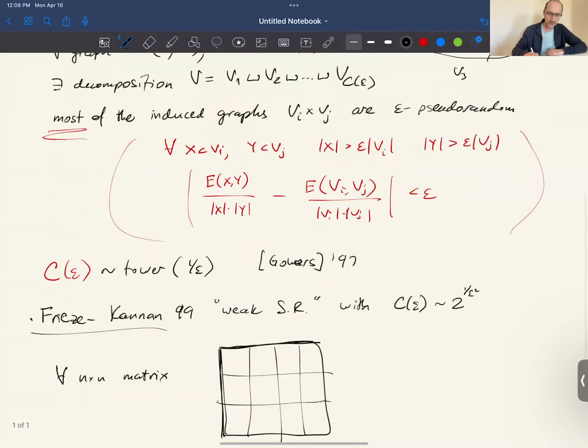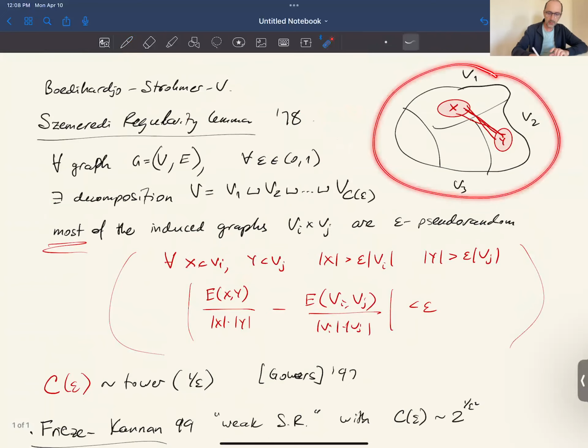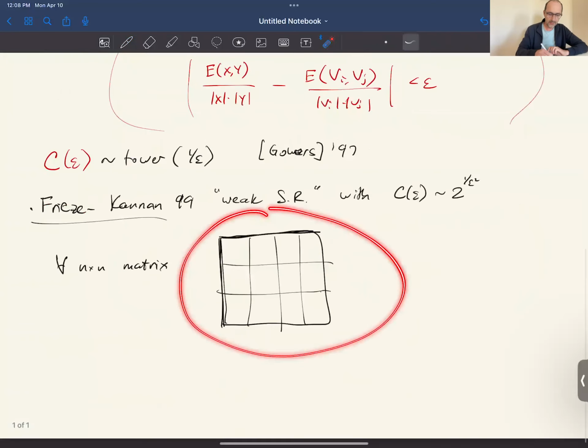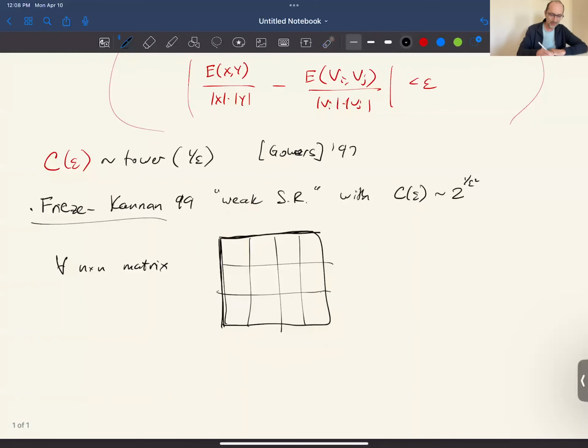And so this picture that I showed you is illustrated here. Here we're decomposing this into V1, V2, and V something. And this is V1, V2, V something. And the conclusion of the strong regularity lemma is that if you look at, let's say V1, V2, this part is almost, looks like a random matrix, or a pseudo-random.